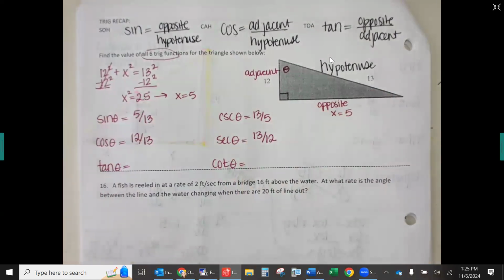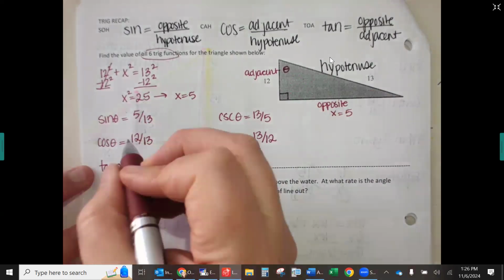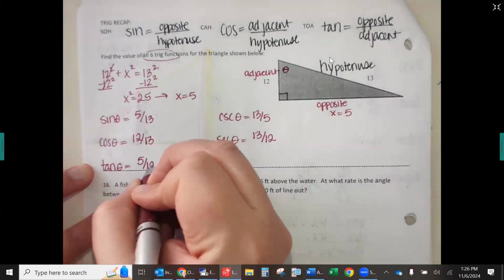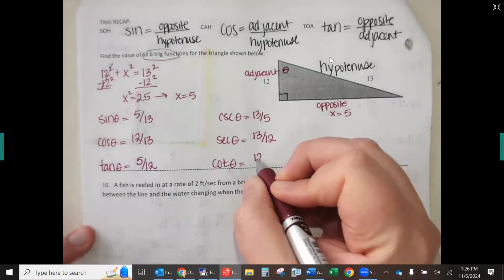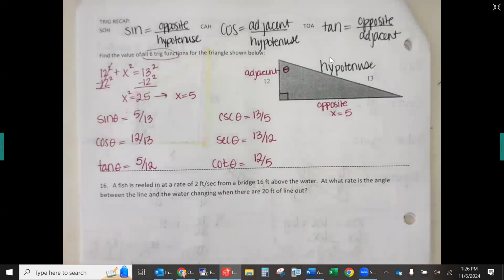Okay, last one like that for tangent. Tangent is TOA, or opposite over adjacent. So my opposite side would be 5, my adjacent would be 12. Okay, then also keep in mind cotangent is the reciprocal of tangent. So instead of 5 over 12, it'd be 12 over 5. Okay, do we feel like we can do this?